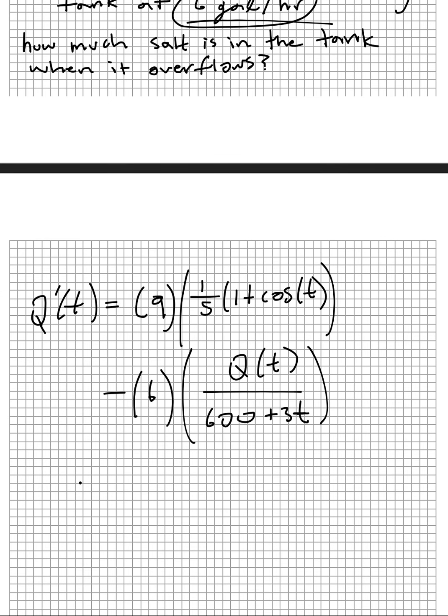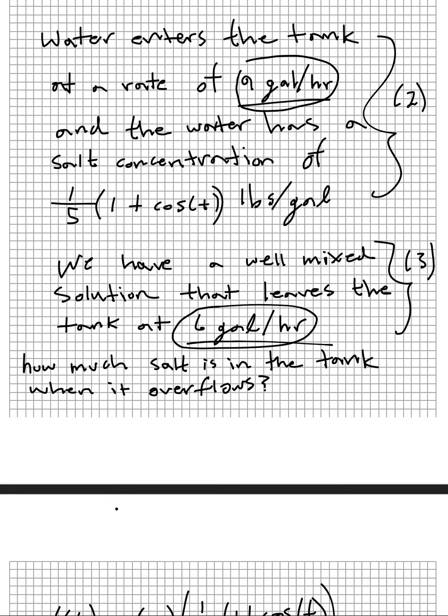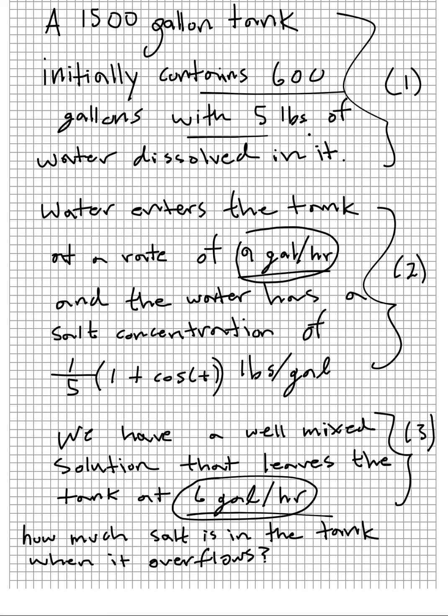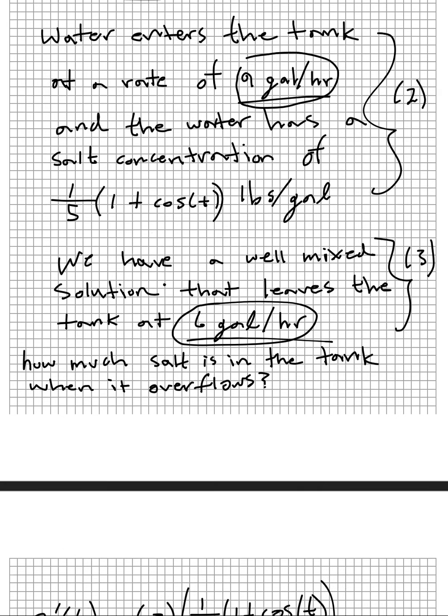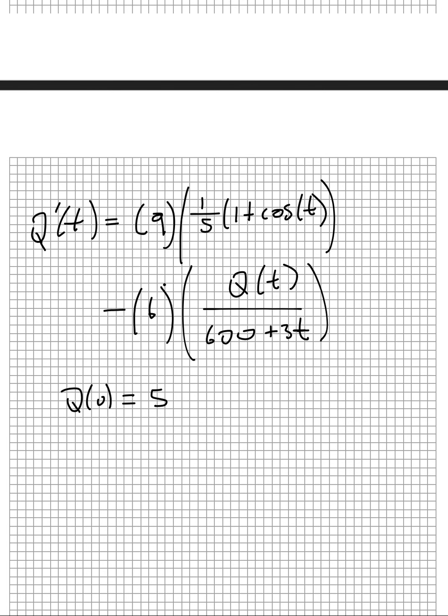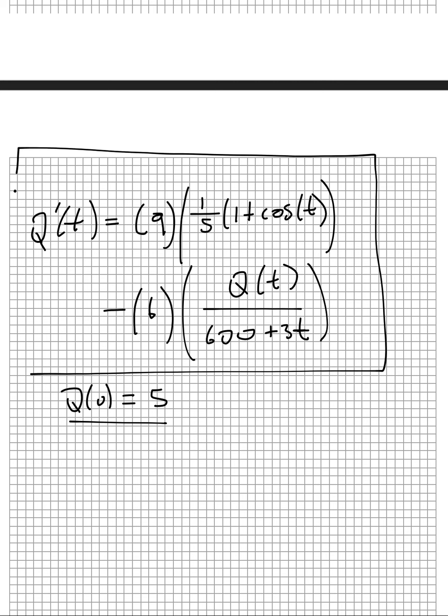And the initial condition is going to be Q naught equals 5. Again, let's figure out where this comes from. It begins with 5 pounds from 0. So now you know how all the pieces of information are put together to make this happen. That's it. This is our differential equation up here, and this is our IVP.